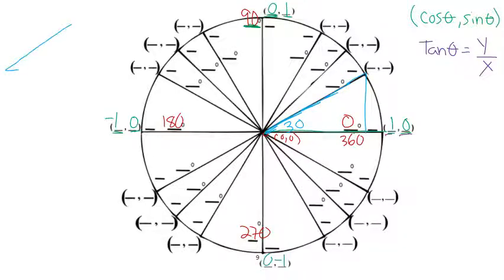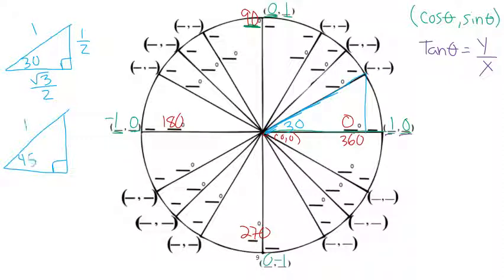And again, from what we had on that other slide, we said 30 degrees, this was a 1, this was 1/2, this was radical 3 over 2. We then wrote down 45 degrees. That's 1, root 2 over 2, root 2 over 2, and then the last one was 60 degrees. All right, so what happens is for 30 degrees, you can see we're going over root 3 over 2, up 1 over 2.